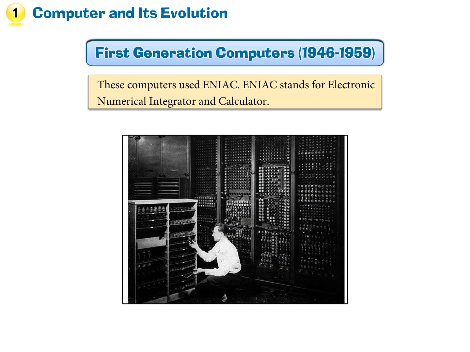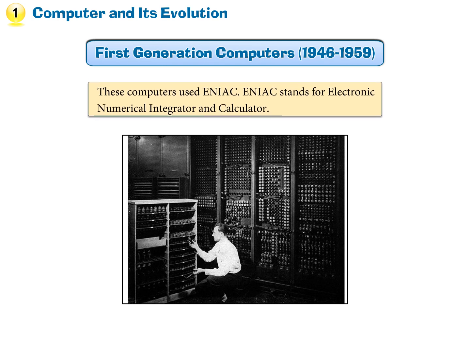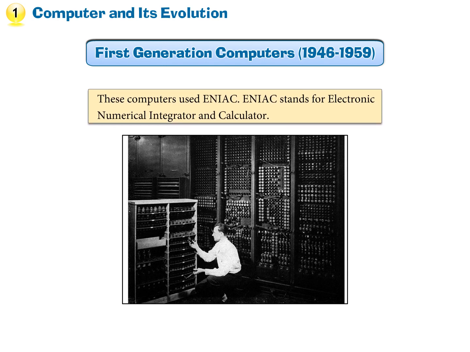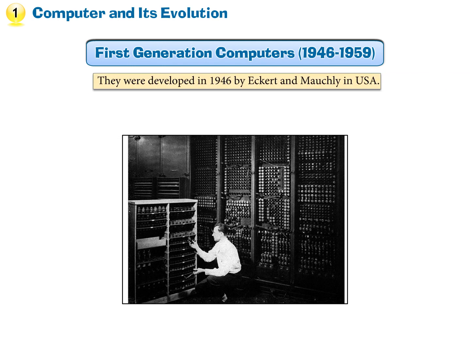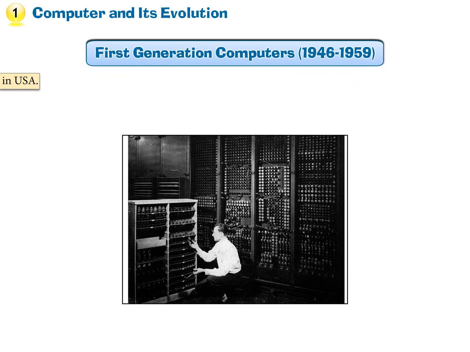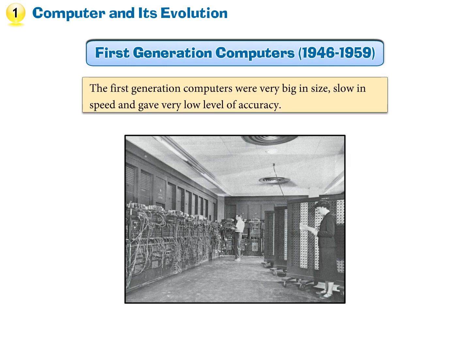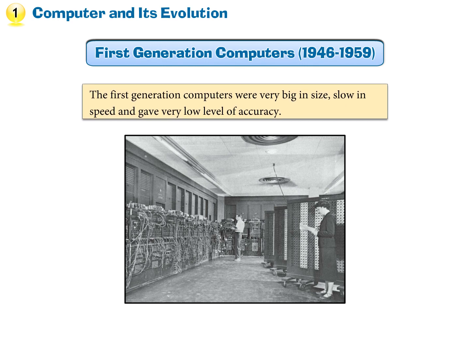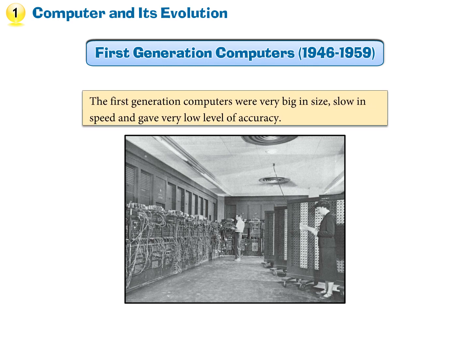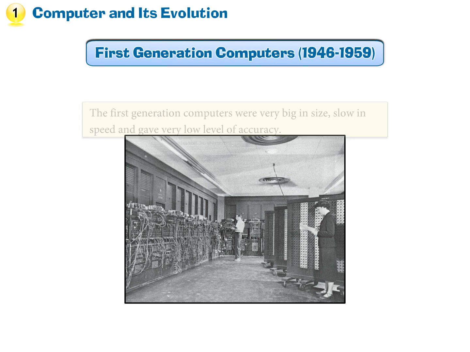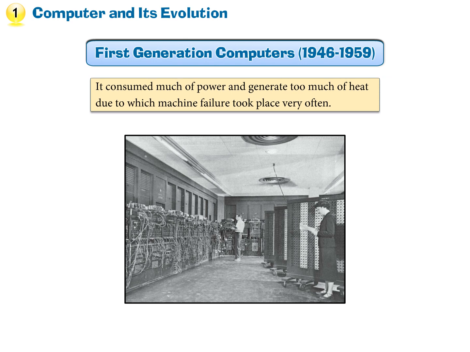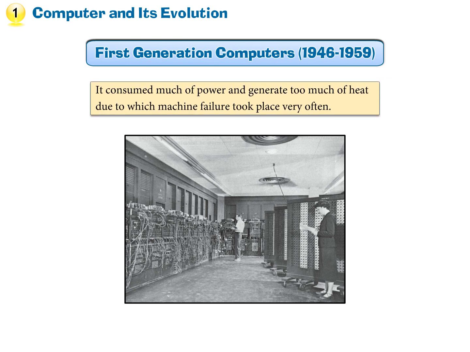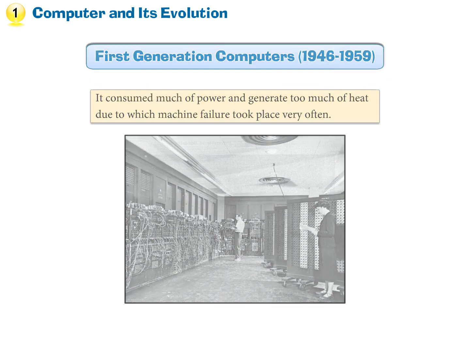These computers used ENIAC. ENIAC stands for Electronic Numerical Integrator and Calculator. They were developed in 1946 by Eckert and Mauchly in USA. The first generation computers were very big in size, slow in speed, and gave a very low level of accuracy. They consumed much power and generated too much heat, due to which machine failure took place very often.